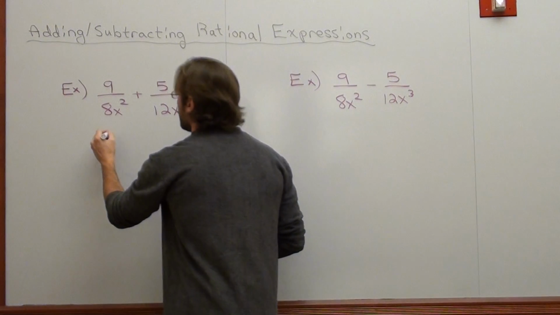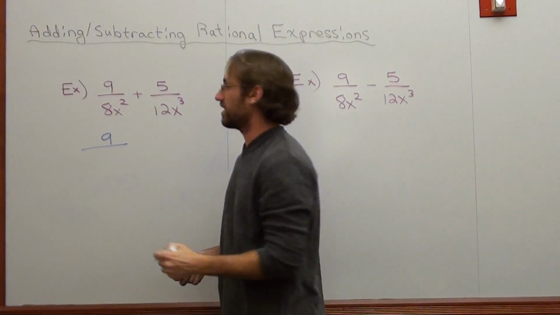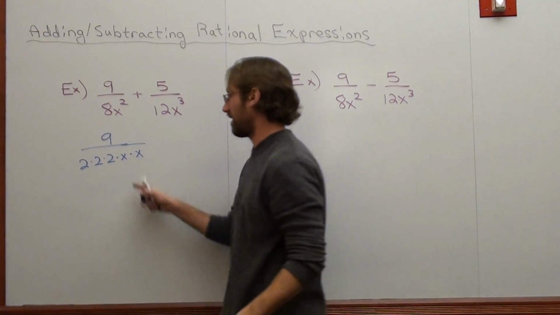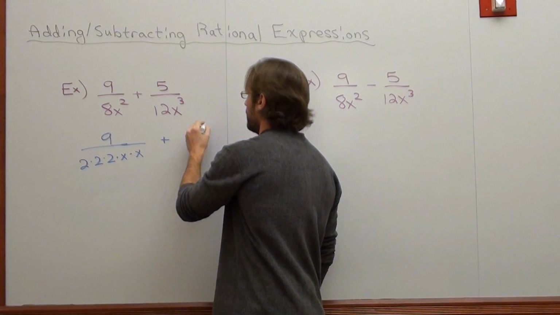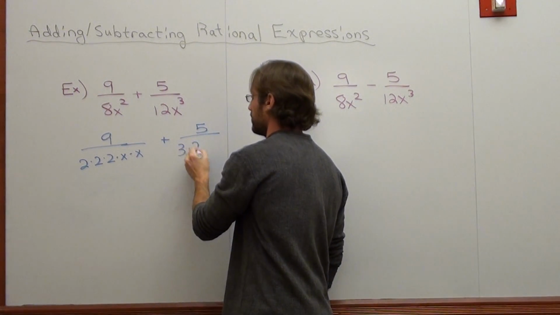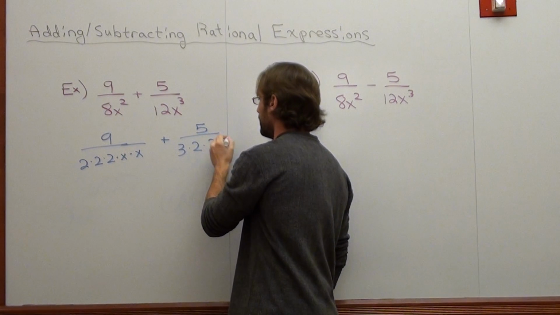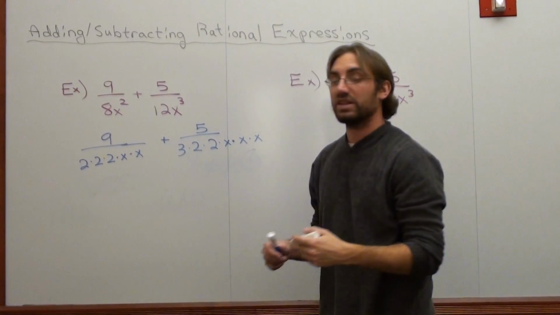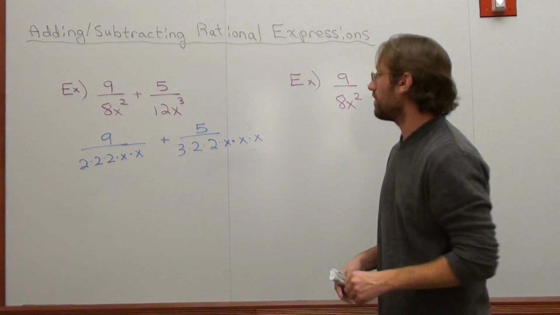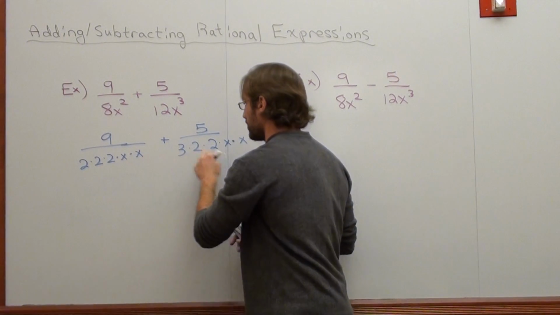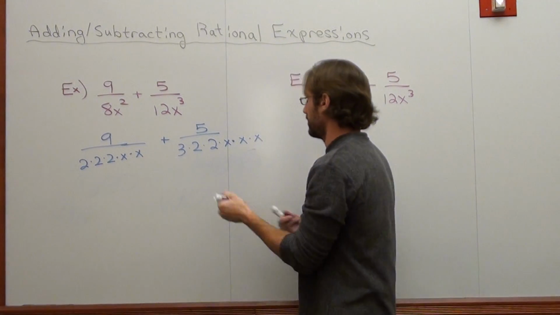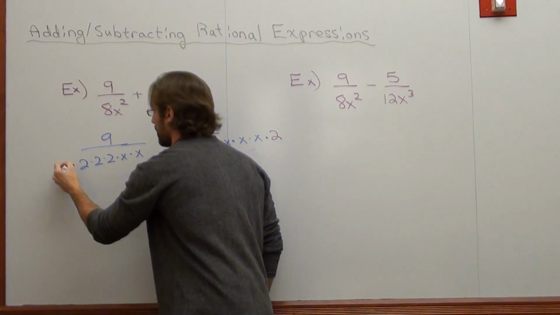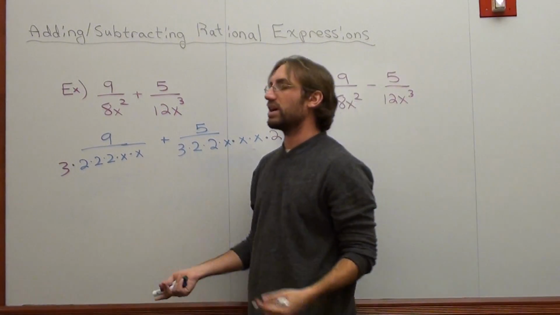So 9 over 8x squared is the same thing as 2 times 2 times 2 times x times x. That was the prime factorization. Plus 5 over 3 times 2, 6, 12 times 3 x's. Now, I want the denominators to be exactly the same. Well, this one has 3 2's, this one has 2 2's, so this one needs another 2. This one has a 3, this one doesn't have a 3. And this one has 3 x's, this one has 2 x's, so you got to put another x there.